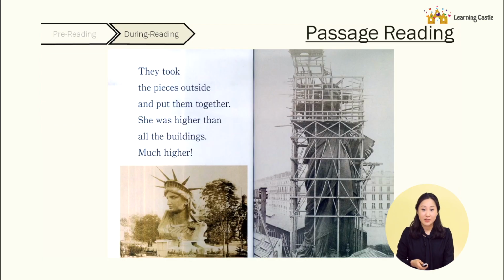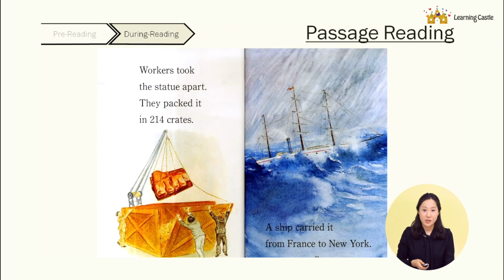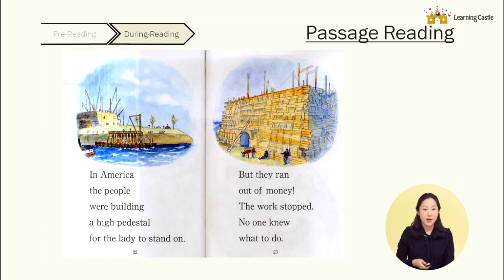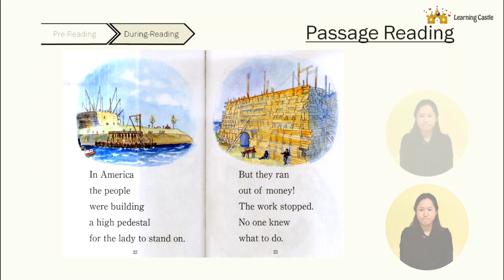They took the pieces outside to put them together. She was higher than all the buildings, much higher. They took the statue apart, they packed it in 214 crates, and they shipped it to New York. In America, the people were building a high pedestal for the lady to stand on. But they ran out of money. The work stopped. No one knew what to do.